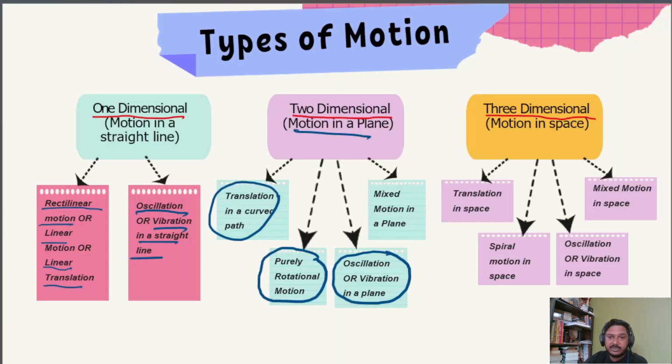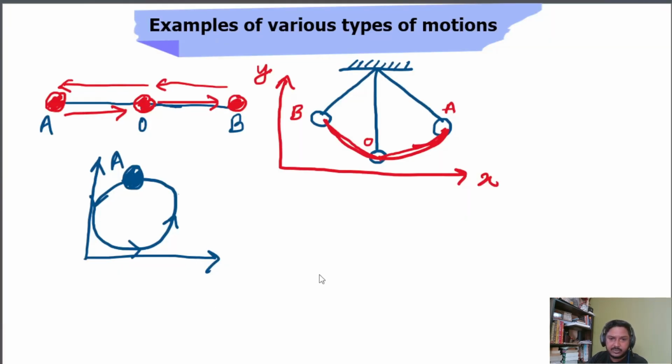Then we have a mixed motion in a plane, that is basically a mixture of all these three. It can be translation in a curved path, purely rotational motion, oscillation. All these three, if mixed together, will give rise to a mixed motion in two dimensions. Let us have some idea about what can happen basically. I'm showing a mixed motion in two dimensions.